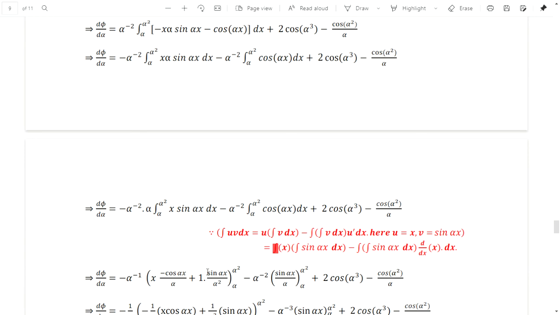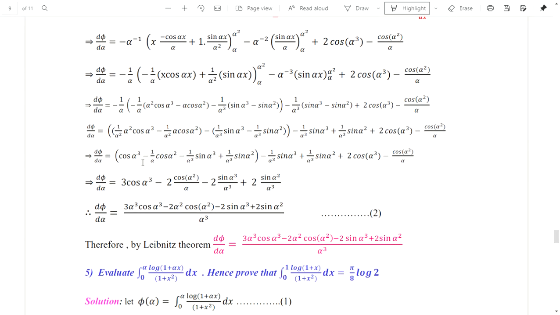Since I evaluated the integration here, I am going to apply the limits alpha to alpha squared, minus alpha to the power minus 2 into integral of cos of alpha x, which is sin of alpha x by alpha, because we are doing integration with respect to x. So alpha is treated as constant, from alpha to alpha squared, plus I have written these two terms as they are, no change.